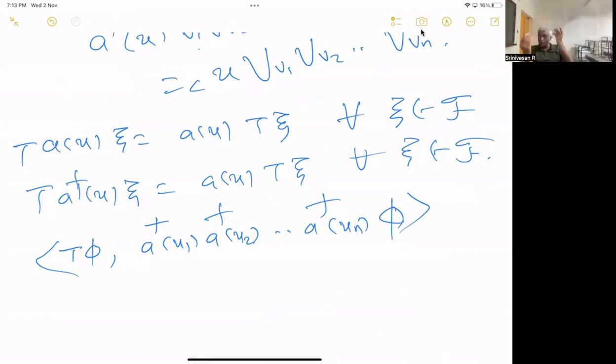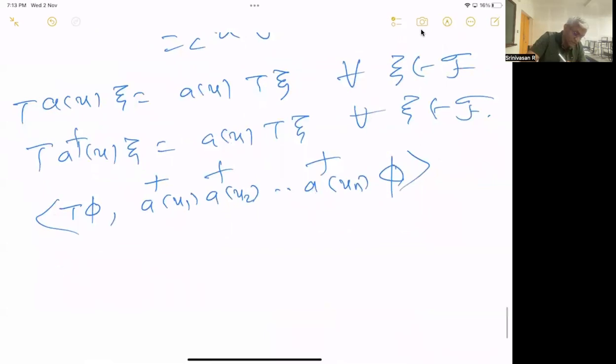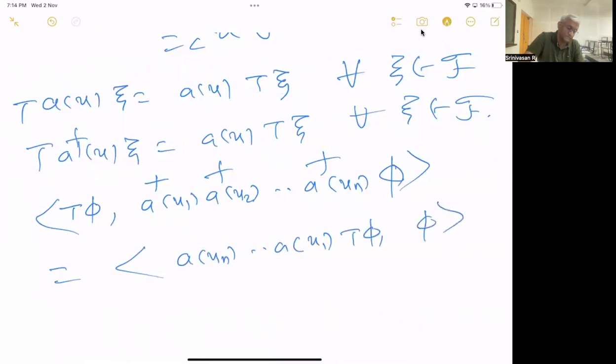Then if you apply A dagger of un minus 1, another creation operator, it will go to the two particle vector space. If you vary all u1, u2, you will get all two particle vectors. So similarly, any finite particle vector will look like this. Okay. Now this is equal to, because it satisfies the adjoint relation, A dagger un up to, sorry, A. Here it's just A. Up to A of u1 T phi acting on phi.